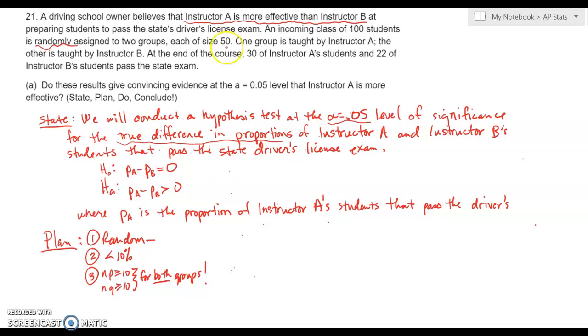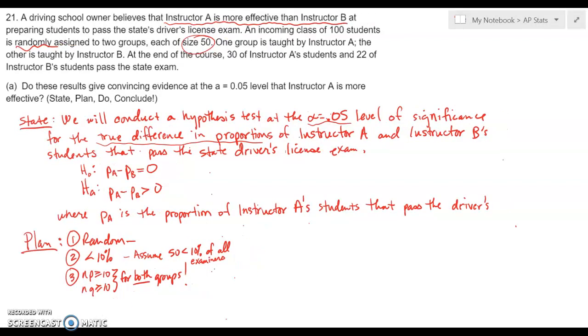Less than 10%. So we've got each of size 50, and we'll assume that 50 is less than 10% of all drivers or of all people taking the exam. All right, in this case, we're not going to be checking np and nq. We're going to be checking the successes. If we look up here, we've got 30 of instructor A's students pass, so we've got 30 successes. That's obviously bigger than 10. And also failures, 30 out of 50, we've got 20 failures.